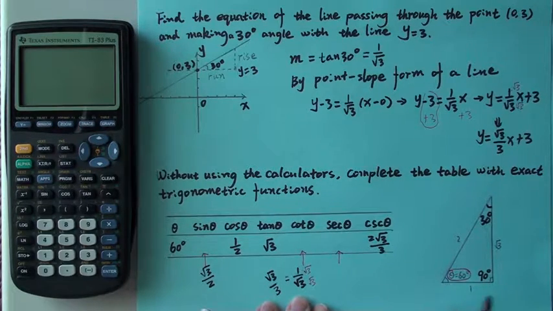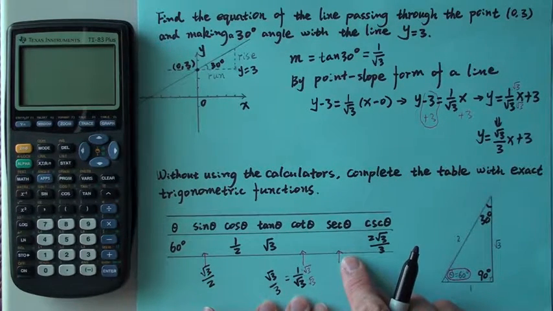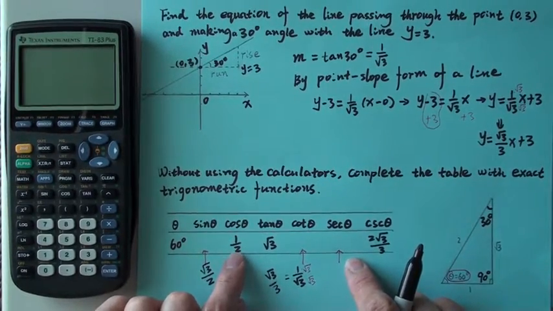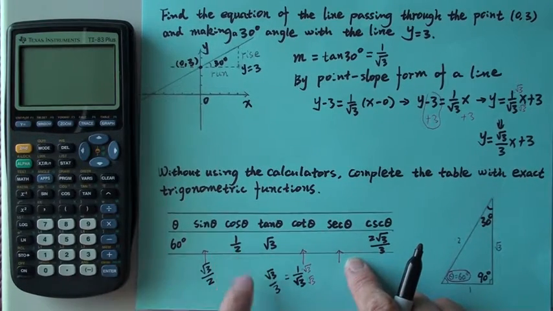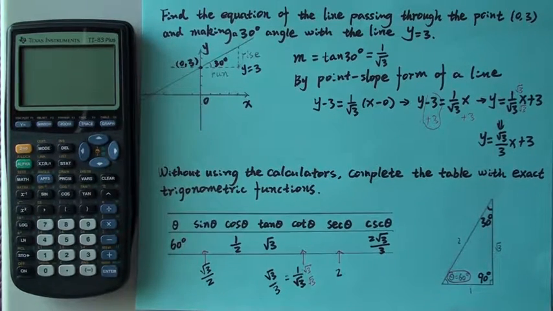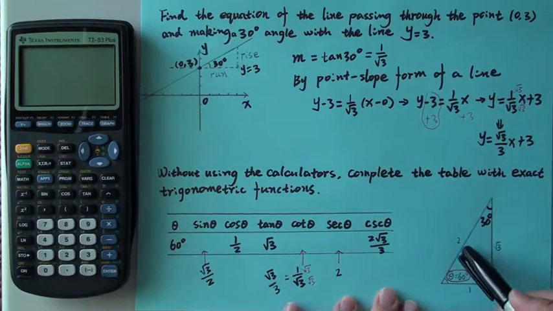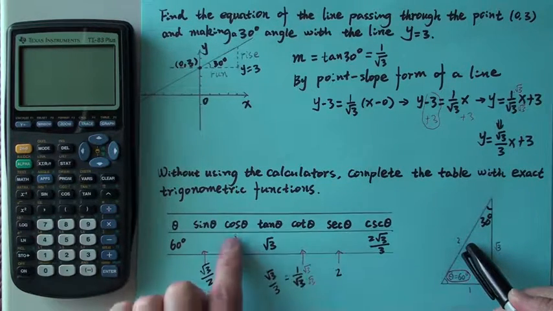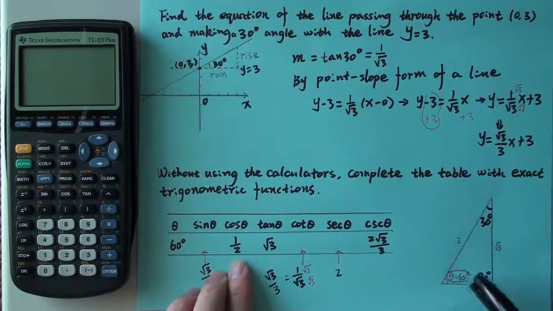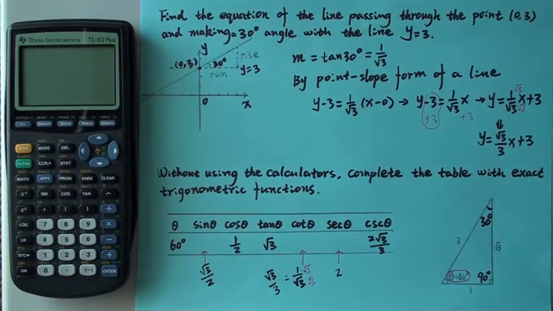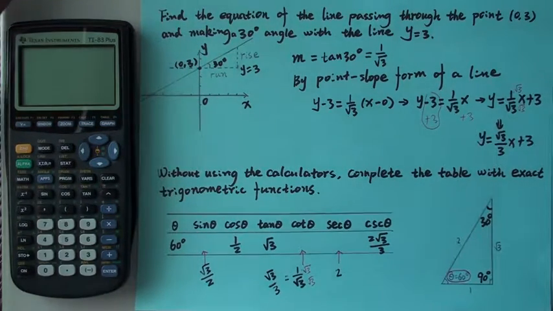Now, for secant theta, secant is the reciprocal of cosine. On the picture, cosine is 1 over 2, you see right here, 1/2. And secant is the reciprocal of cosine. Then you flip this one, 2 over 1, which is 2. Okay, so please review this lecture. I'll see you next time.